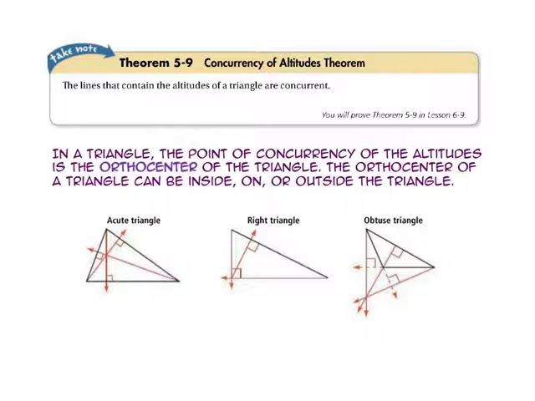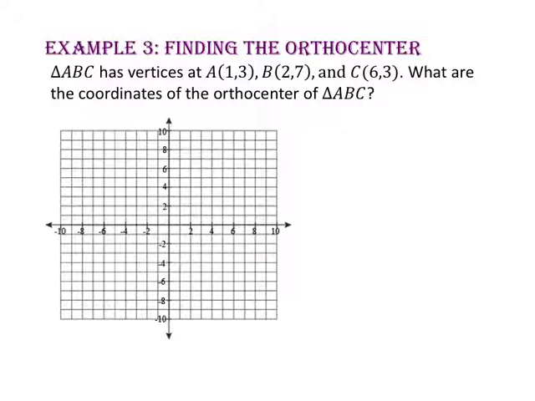It can be on the triangle like it is here on the right triangle, this point here, or it can be outside the triangle like it is here on the obtuse triangle. In example 3, we will find the orthocenter.